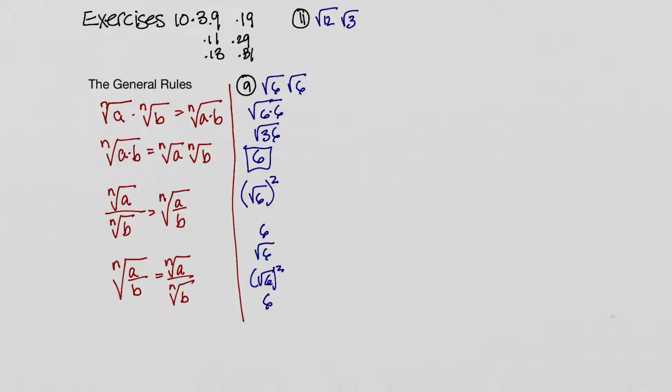Now here in number 11, we're going to take the square root of 12 times the square root of 3. Now, let's see. Here's what we could do. They're both square roots, so why don't we just multiply right under that radical, square root of 12 times 3. Square root of 12 times 3 is 36, and the square root of 36 is 6.